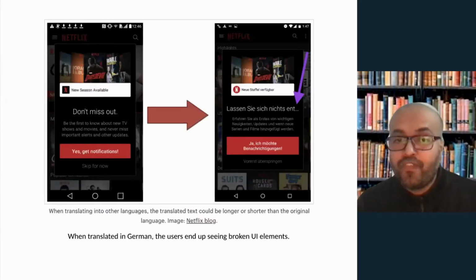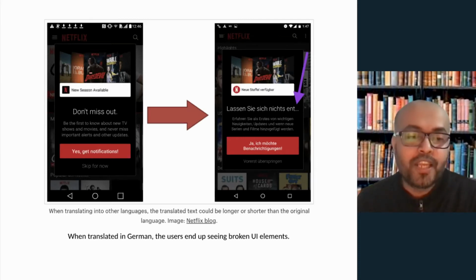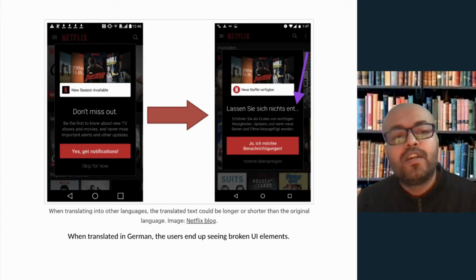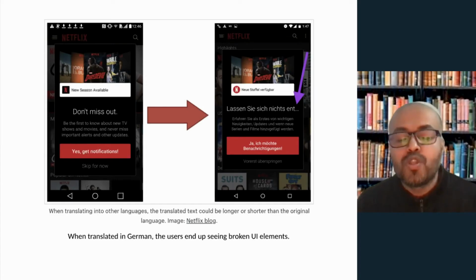Then Netflix, the very popular mobile application, had a UI string "Don't miss out." But when it got translated into German, it consumed a lot of space, and the users ended up seeing a broken UI element. So why am I showing you these examples of struggles? I will discuss those things in the subsequent slides.